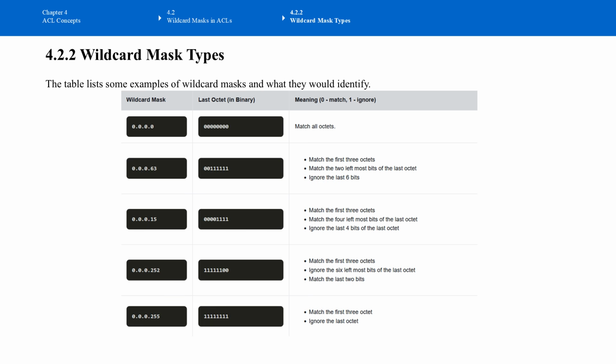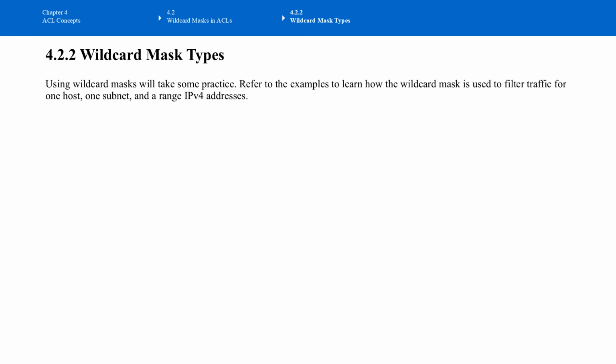In the last example, we have 0.0.0.255. We convert the 255 to binary, it is 11111111. The meaning here is match the first 3 octets and ignore the last octet. Using wildcard masks will take some practice. Refer to the examples to learn how the wildcard mask is used to filter traffic for one host, one subnet, and a range of IPv4 addresses.